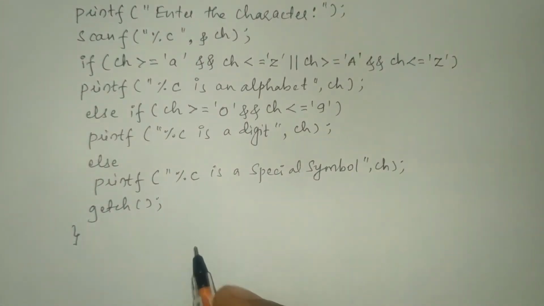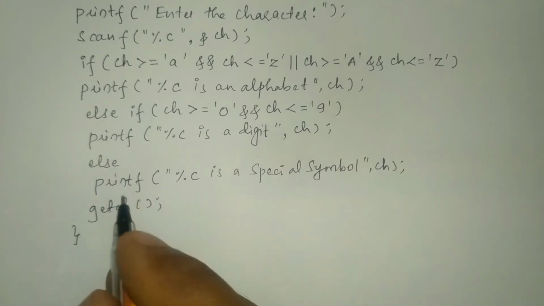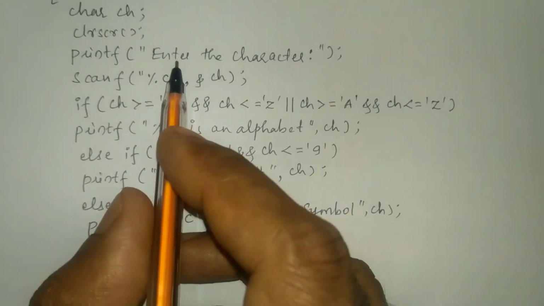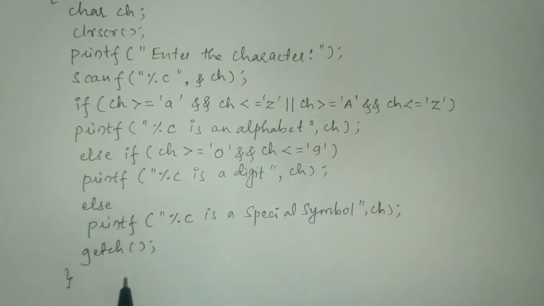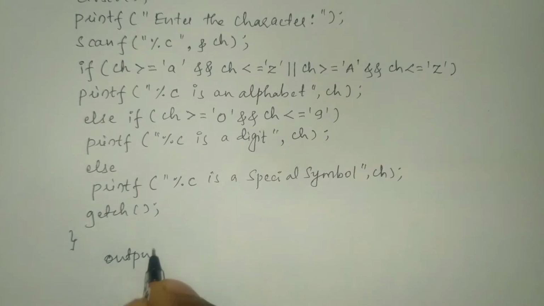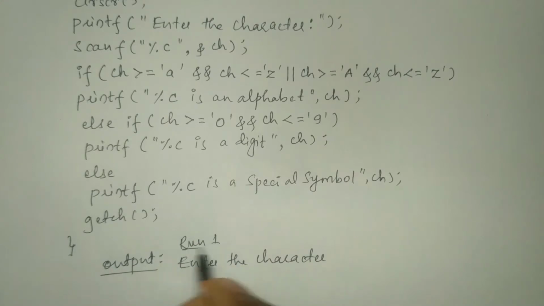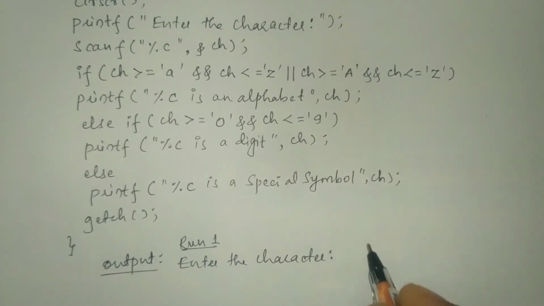Now let us run this program. When we compile and run this program, it will ask the user to enter the character, right? So here I'm going to write the output: "Enter the character". So it is going to print "Enter the character". This is the first run. Okay, so here for example I'm going to enter capital H.